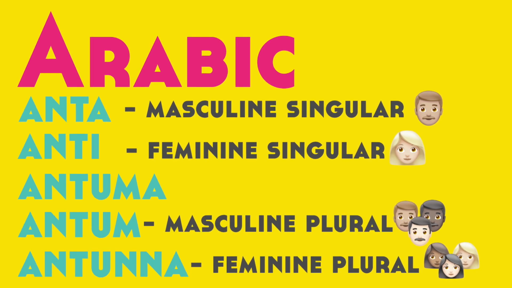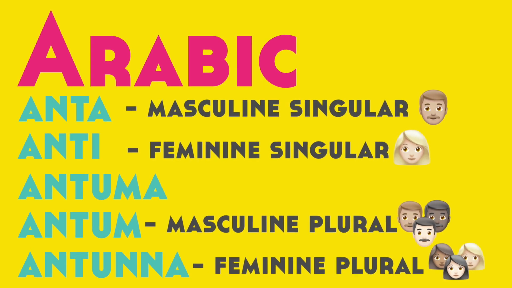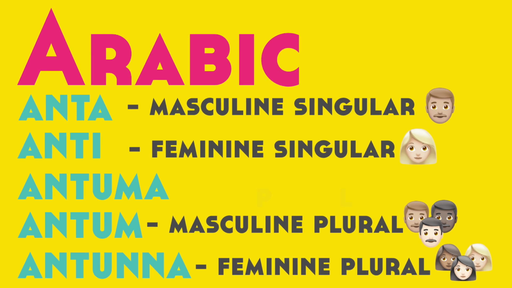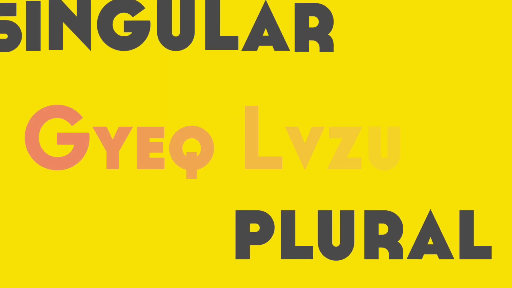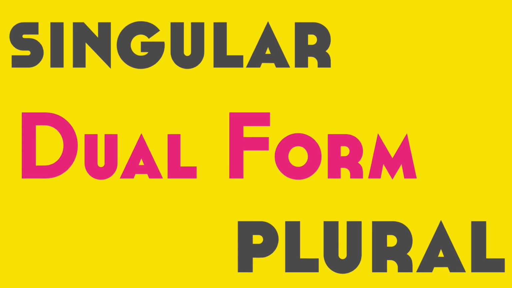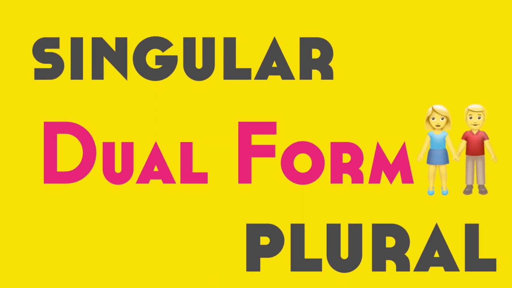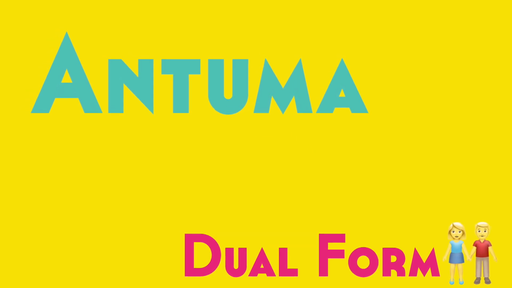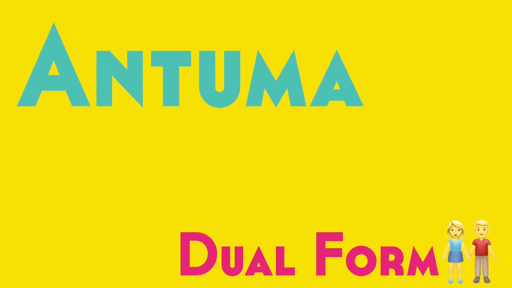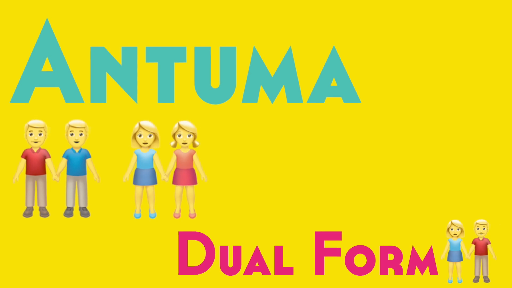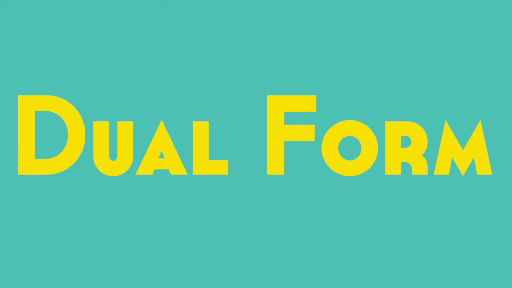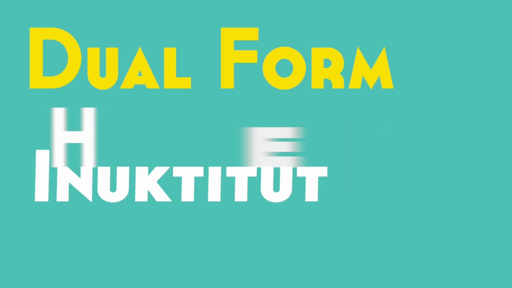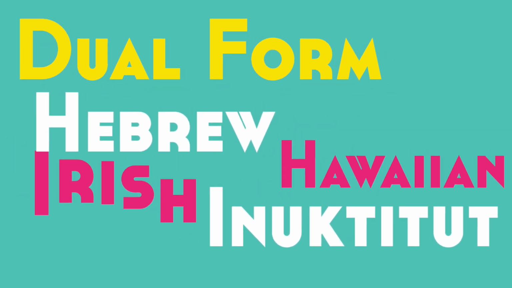Well, it's not just gender that's added another layer to deciding which you to use in Arabic. As well as singular and plural, Arabic has dual form. That's when you're talking about 2 people. Antuma is the word you need here, and curiously, it doesn't matter if you're talking to 2 males or 2 females, just one word this time round. Dual form happens in a good handful of other languages too, from Hebrew to Inuktitut and Hawaiian to Irish.